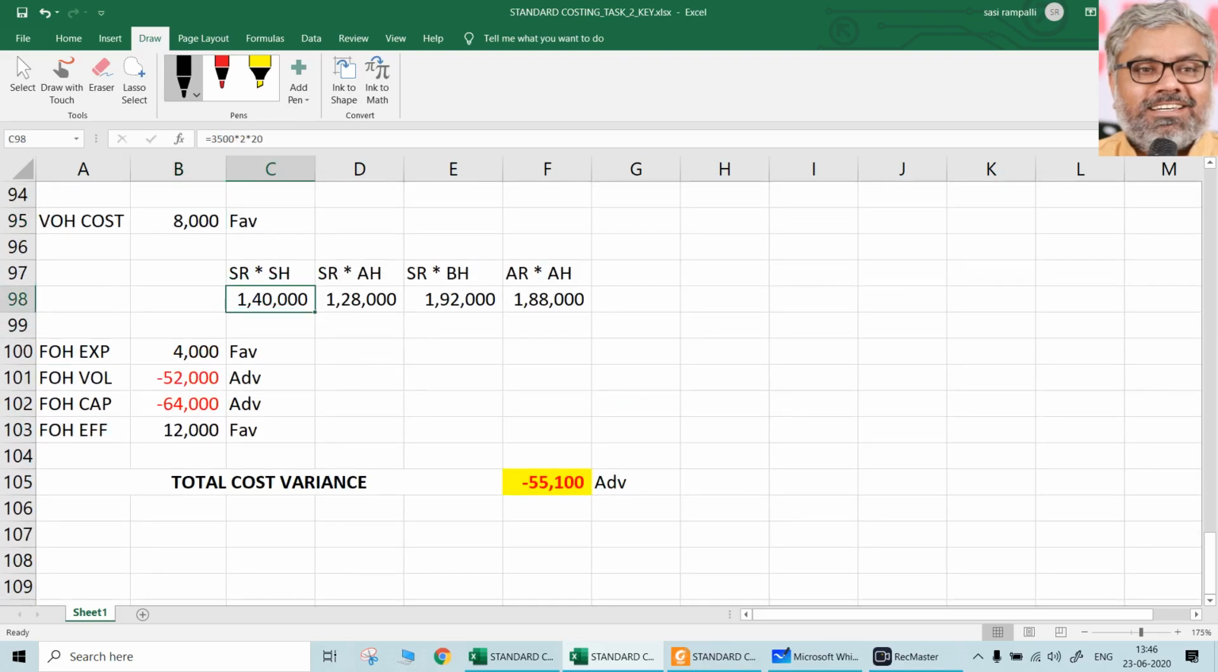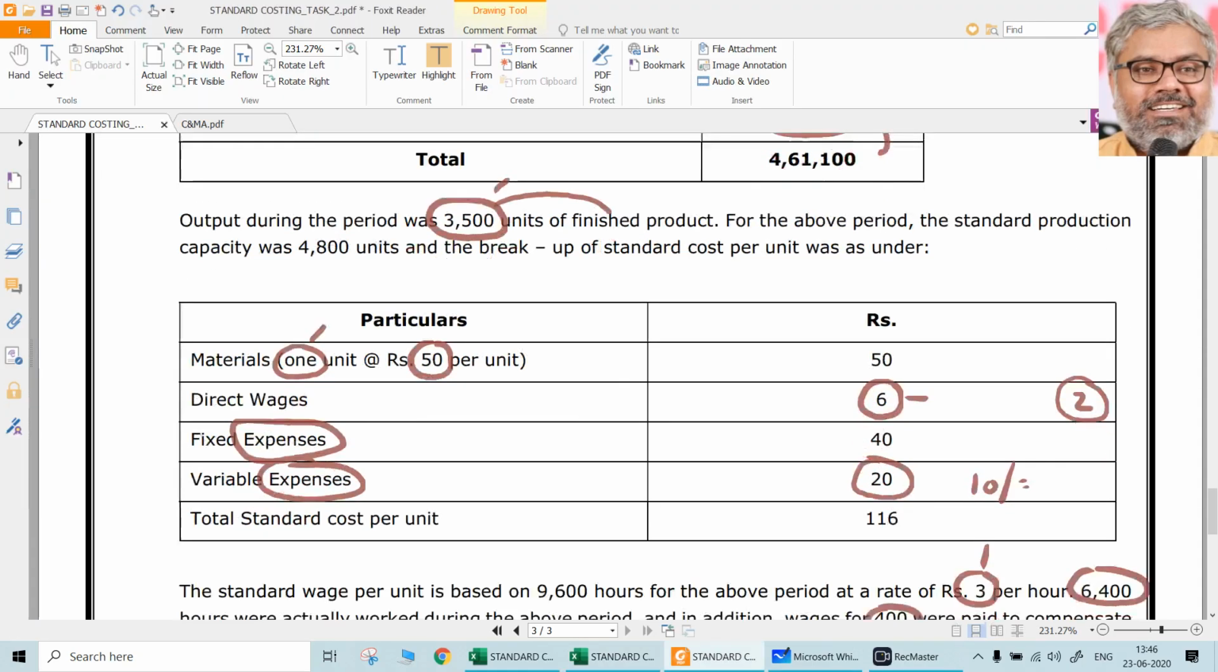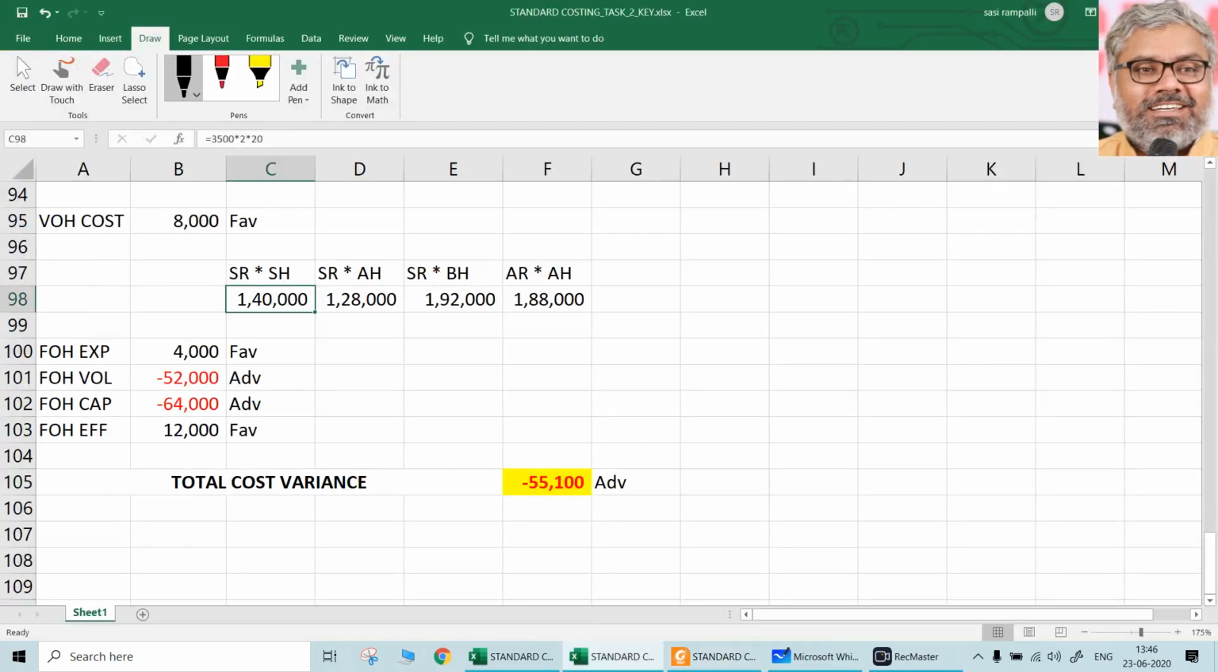Fixed overheads variances, almost all are asked. So one by one we can find out what is SR. First SR can be found out like this, standard rate. Again 40 rupees is per unit. So if 40 rupees is per unit and each unit takes 2 hours, how much will be per hour? That will be 20 rupees. So what is the SR for fixed overheads? 20 rupees per hour. So that is SR. Wherever it is there, 20 rupees you can fix.